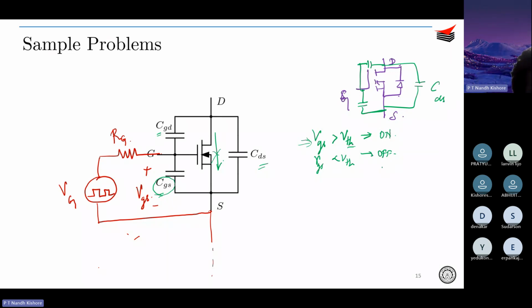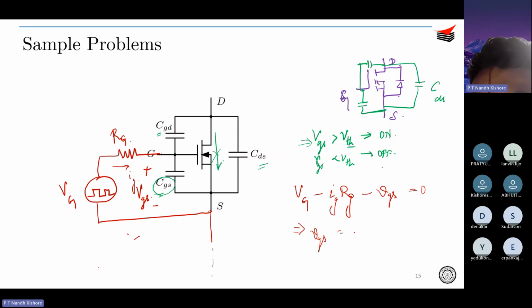So as you can understand, let's say you apply a pulse over here, VG. Okay. Then let me call this IG. If you apply a simple KVL in this gate loop, you get VG minus IG RG, then minus VGS, that is the voltage across this capacitor, and then back to zero, right? So you can understand that VGS is essentially VG minus IG RG.